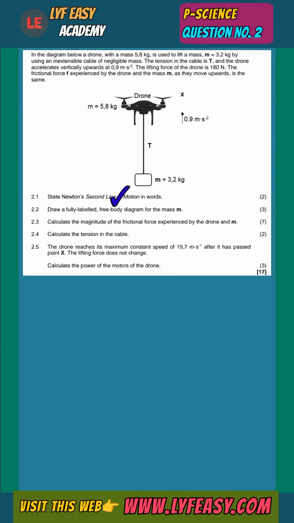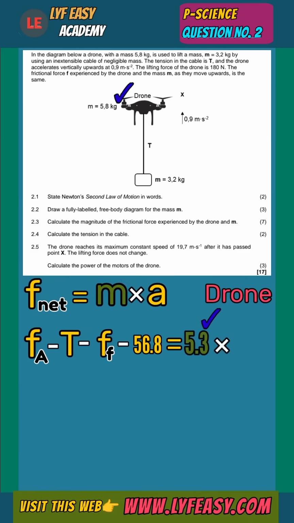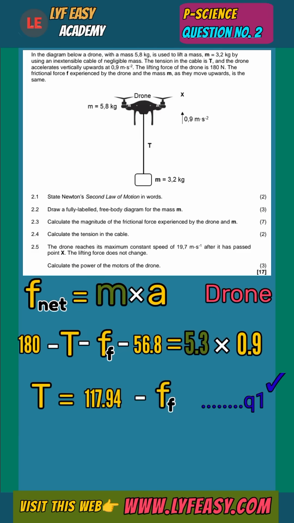First, we write the total net force around the drone. Net force equals mass times acceleration. Net force is the sum of lifting force minus tension minus frictional force minus weight force. On this side of the equal sign, the mass of the drone is 5.8 kilograms, and acceleration is set to be 0.9. Lifting force is 180 newtons upwards. We make T the subject of the equation, then we label it equation 1.